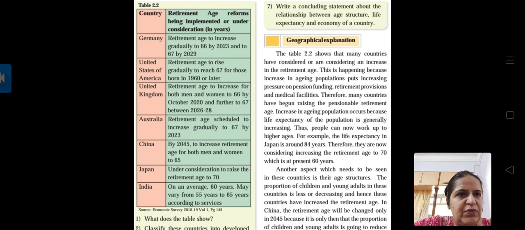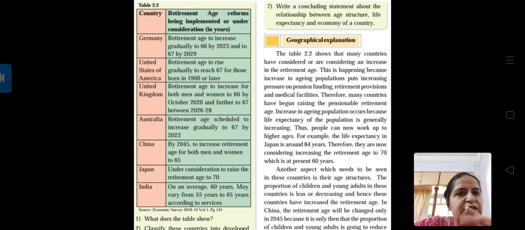Now, why are these retirement policies there? We'll learn. We'll take a few examples. Germany: retirement age to increase gradually to 66 by 2023 and to 67 by 2029. Means in the year 2023, people will get retired at the age of 66 in Germany and at 67 in the year 2029. There are reasons behind it. We'll get to know those reasons. USA: it has to rise to 67 for those who are born in 1960 or later. There's a precondition.